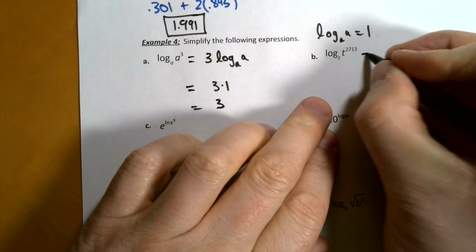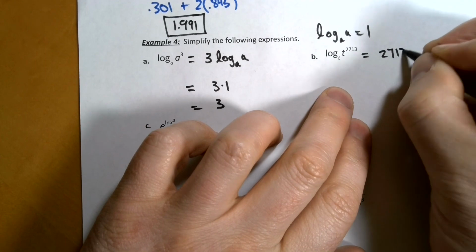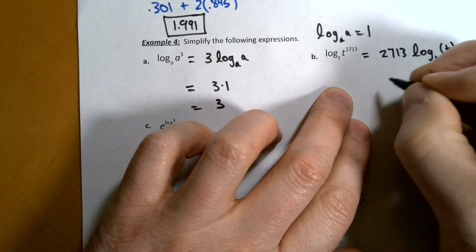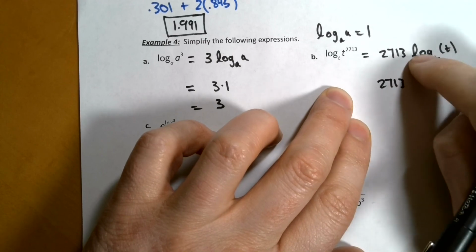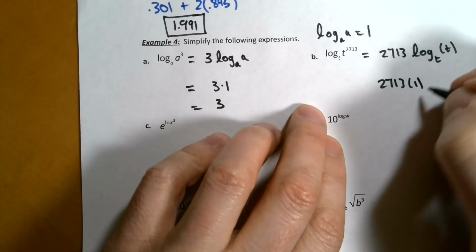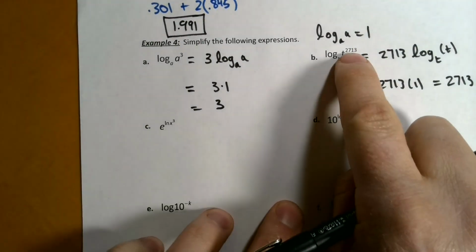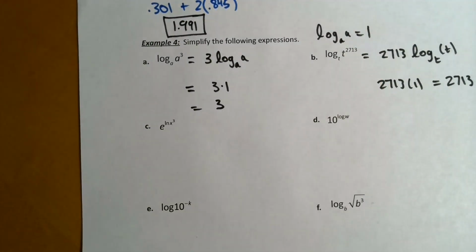It's 3. I'll do this one longhand again by applying the exponent property, and then showing that when we take log base t of t, that's just 1, and then that's just 2713. But the shortcut is just say, oh, the answer is 2713.